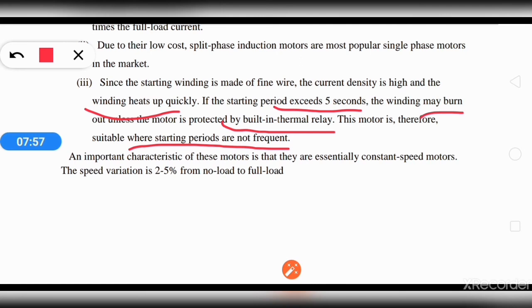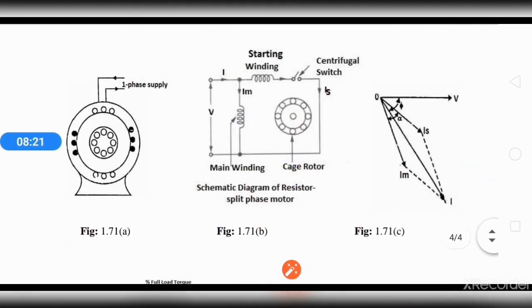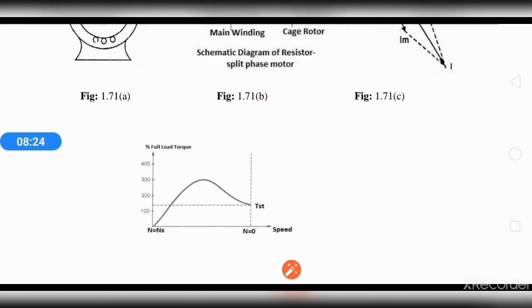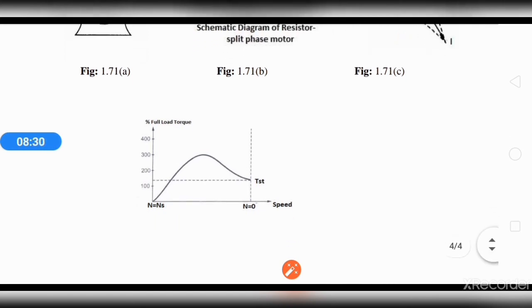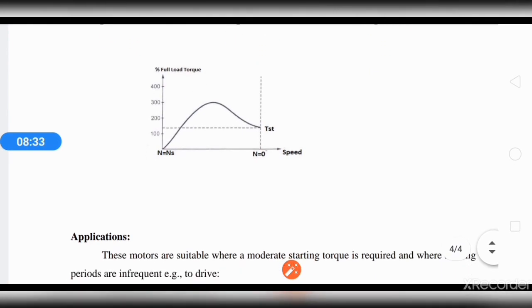So these machines are preferred where the starting period is short and the running period is long. An important characteristic of this motor is that it is essentially a constant speed motor. Speed variation is only 2 to 5% from low load to full load. And this is the torque speed characteristic, showing the starting torque at speed 0. When speed is equal to synchronous speed, the torque is 0.